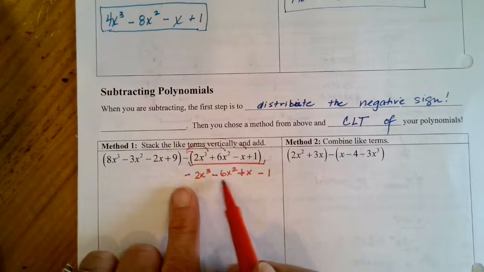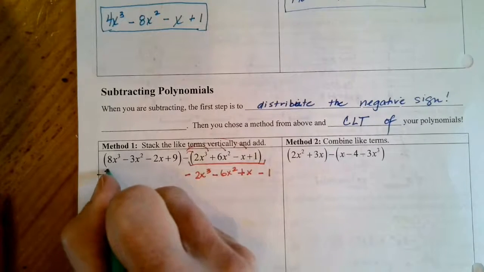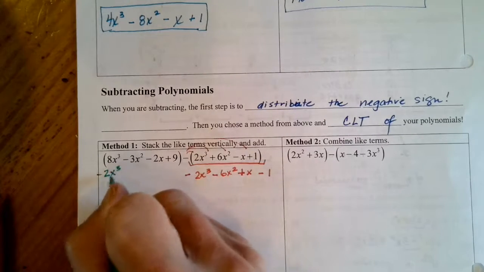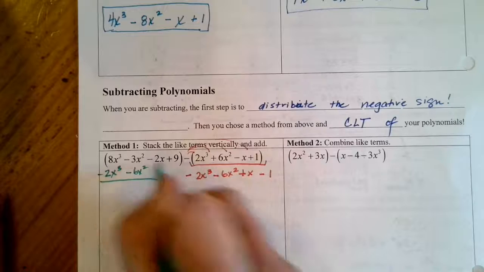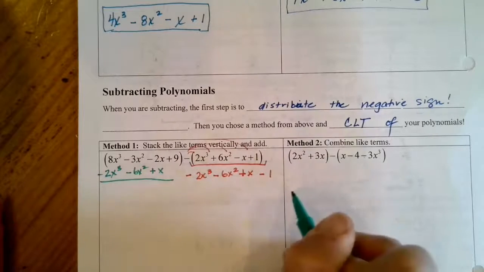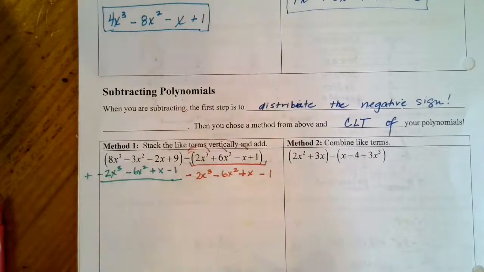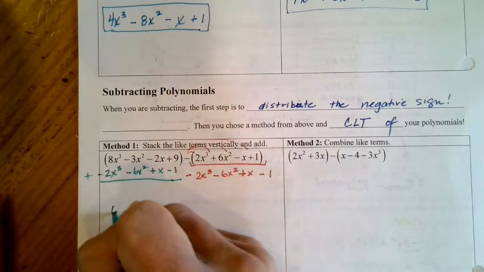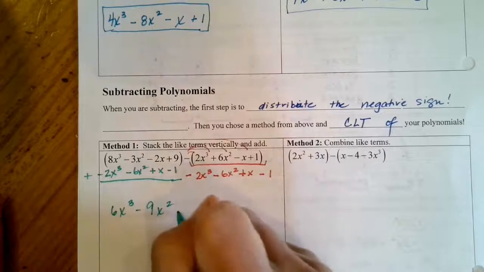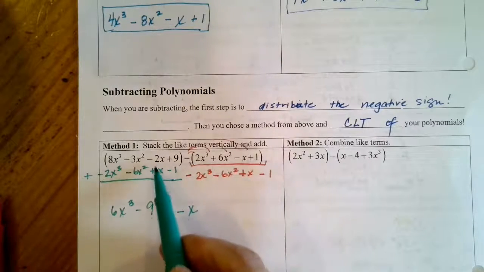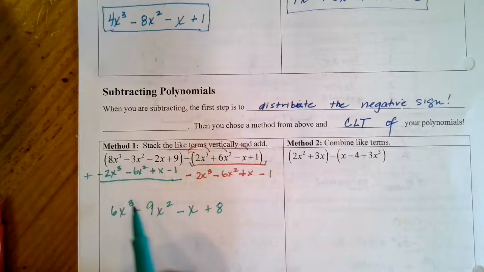So now that I have these with the correct sign, I can go ahead and stack them with their like terms. This is 2x cubed that are negative. This is negative 6x squared. This is a positive 1x and a minus 1. So when I go ahead and I combine these like terms, I'm adding, giving me 6x cubed, negative 9x squared, negative 2 and positive 1x is negative 1x, and then plus 8.